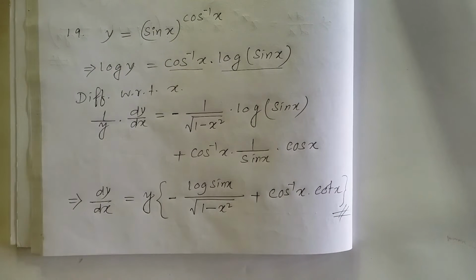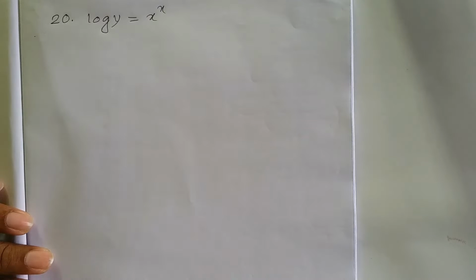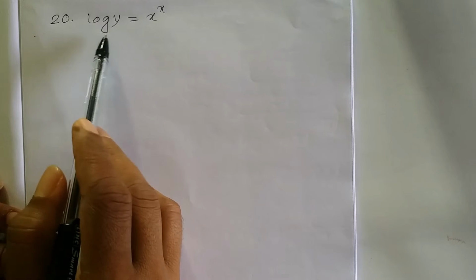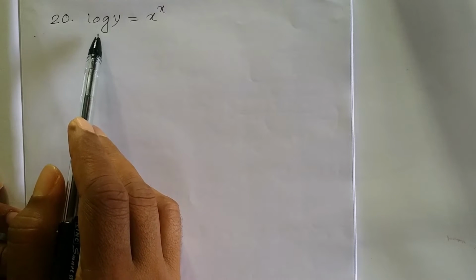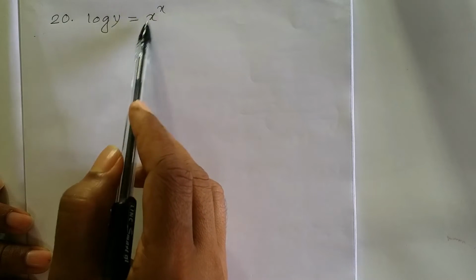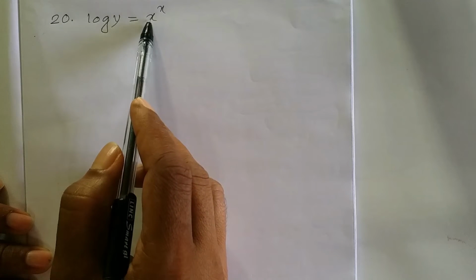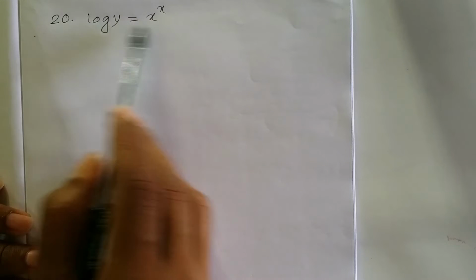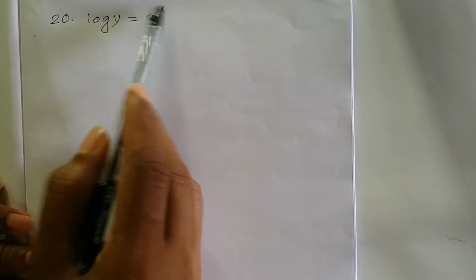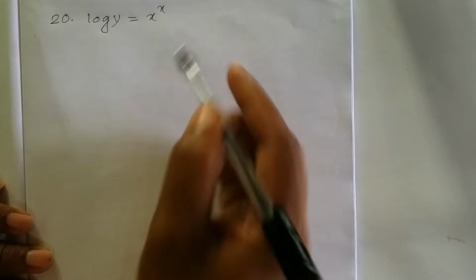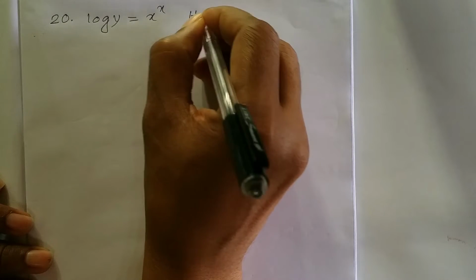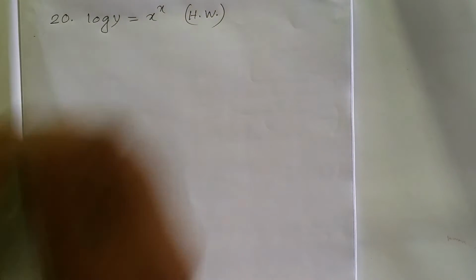Okay, so we go to the next question. This is your question, and you can solve the question yourself. The function on the right hand side is of the form function to the power function. Therefore directly take logarithm. Log of log y is equal to x log x. Then differentiate it. So you can solve this problem. This is homework for you.